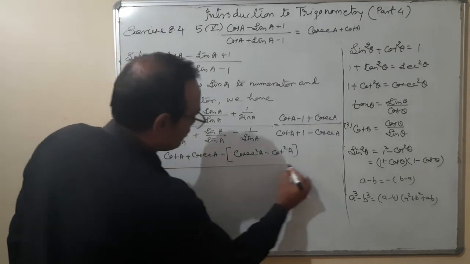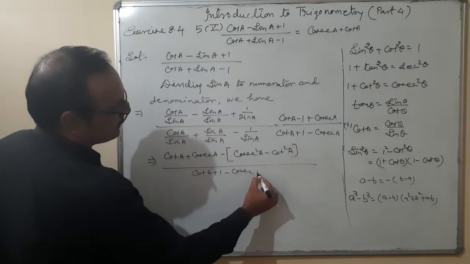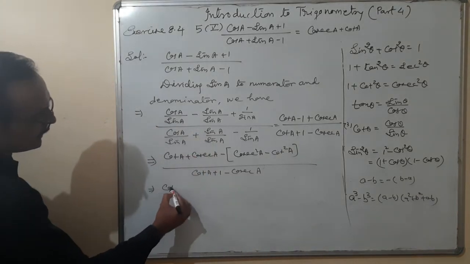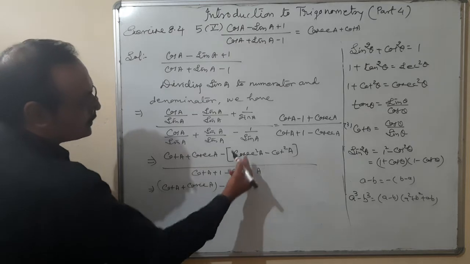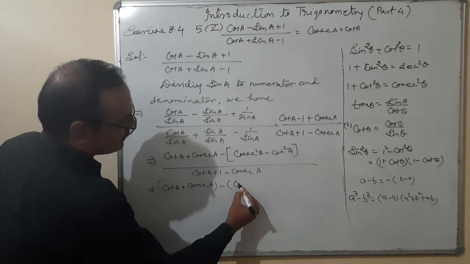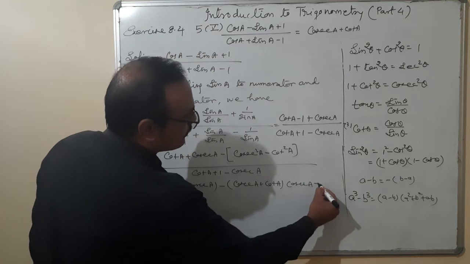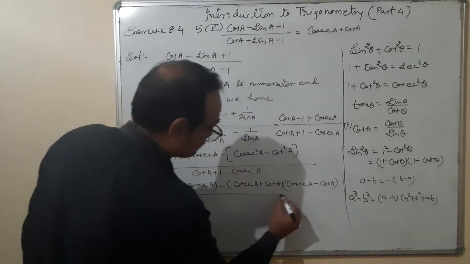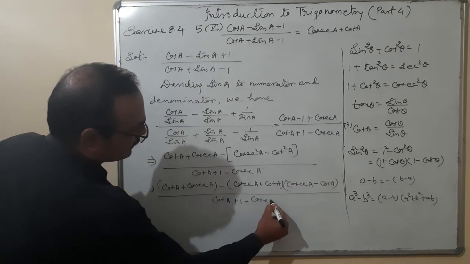Upon the denominator, cot A plus 1 minus cosec A, as it is, no change. After that, cot A plus cosec A minus, using the identity a square minus b square equals a plus b times a minus b, cosec A plus cot A times cosec A minus cot A, upon cot A plus 1 minus cosec A.